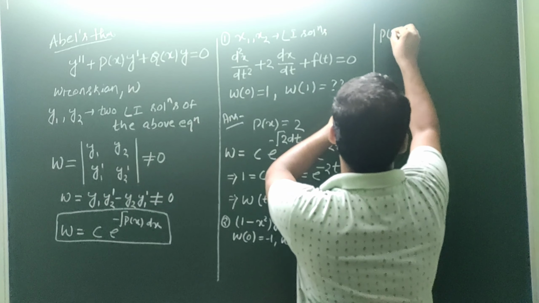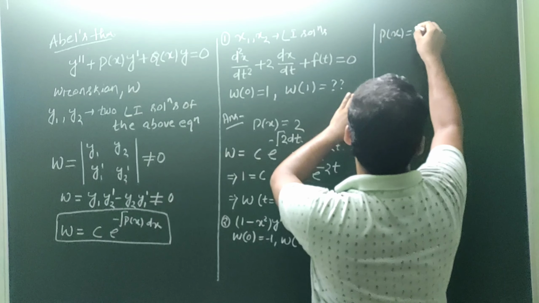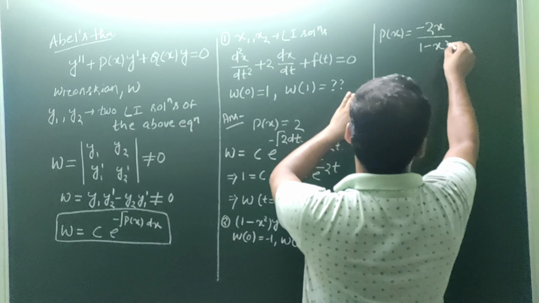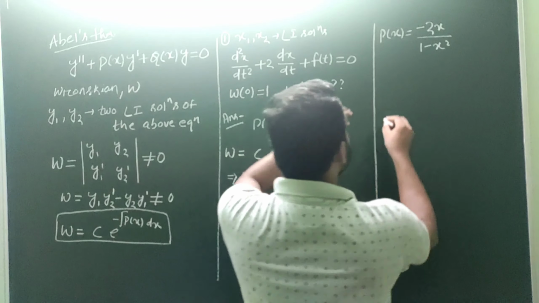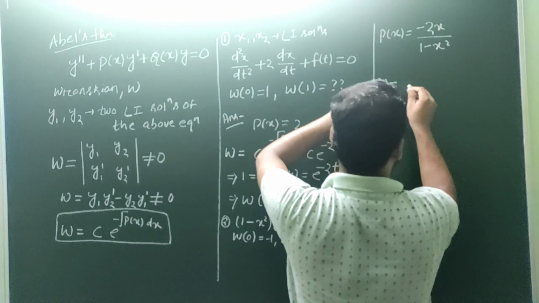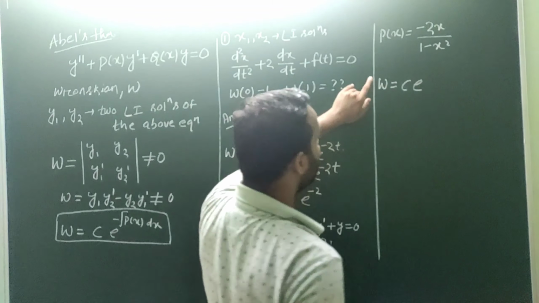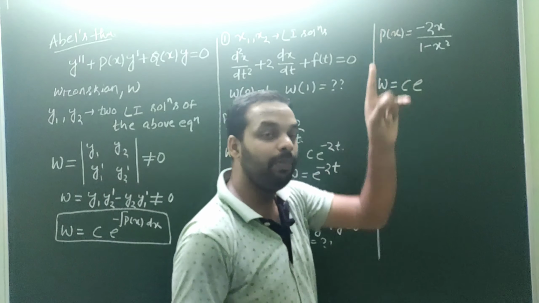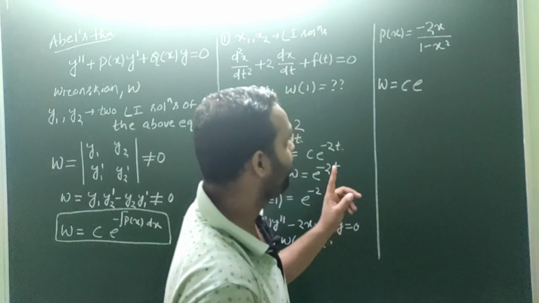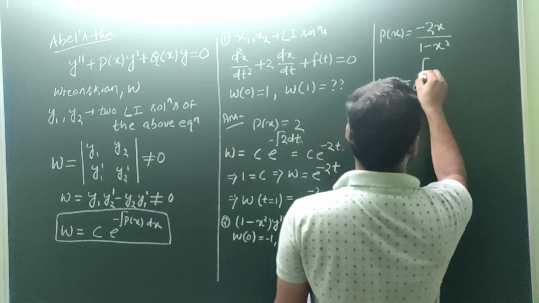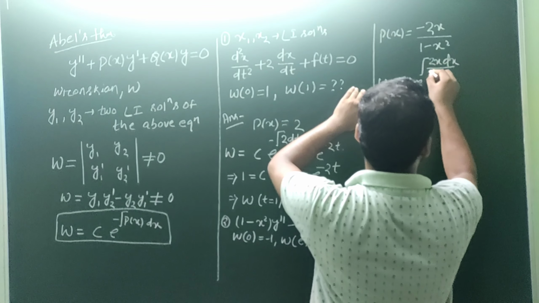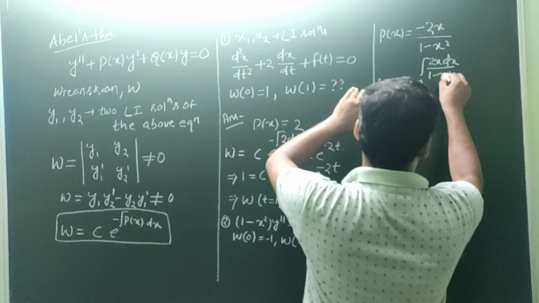So p of x here is equal to minus 2x divided by 1 minus x square. And for the Wronskian, W is equal to C e to the power minus integral p of x dx, where C is a constant. But here there is another negative sign, so minus into minus becomes plus, and here you can write 2x dx divided by 1 minus x square.